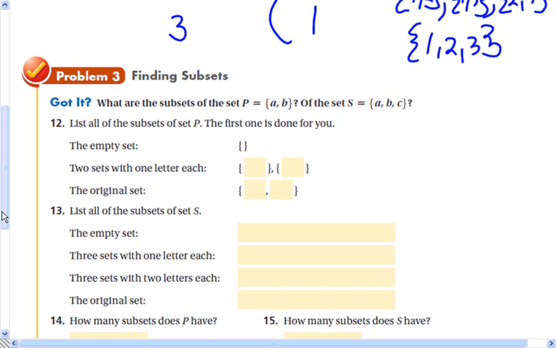There is the empty set for set P. There are the sets with 1 letter, that would be either A or B, and then there's the original set, which is A and B. And you can see here that there's 1 empty set, there's 2 with 1 letter each, and there's 1 original set. Again, those of you in math counts might recognize that as the second row in Pascal's triangle.